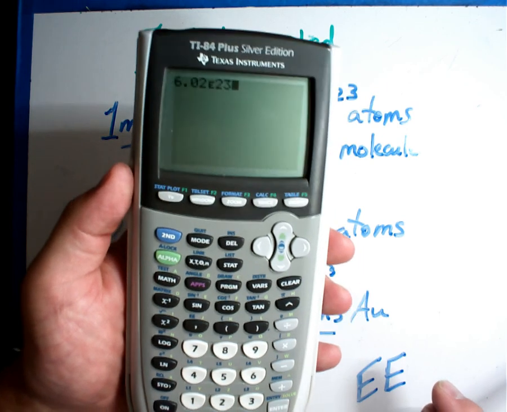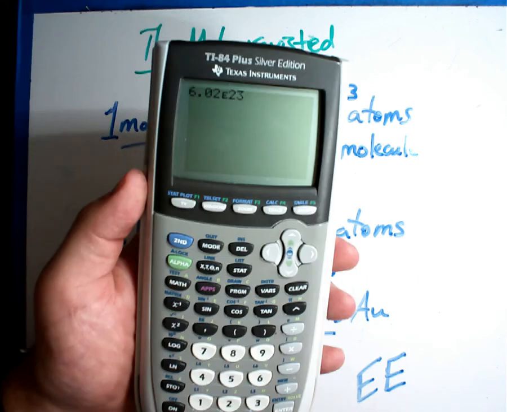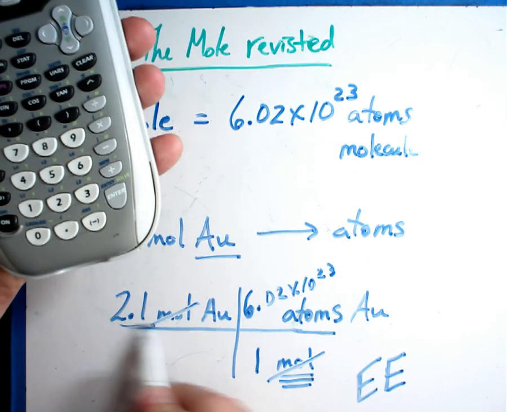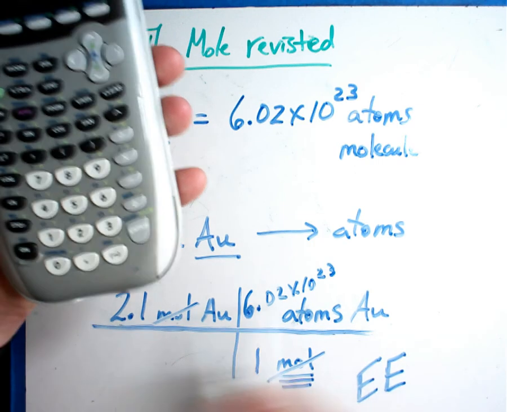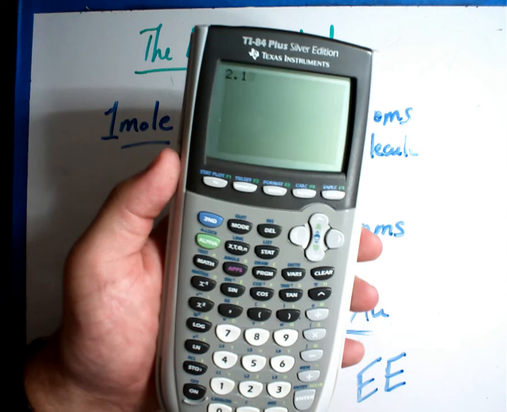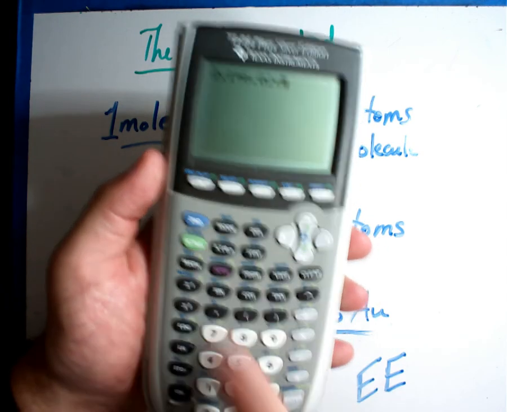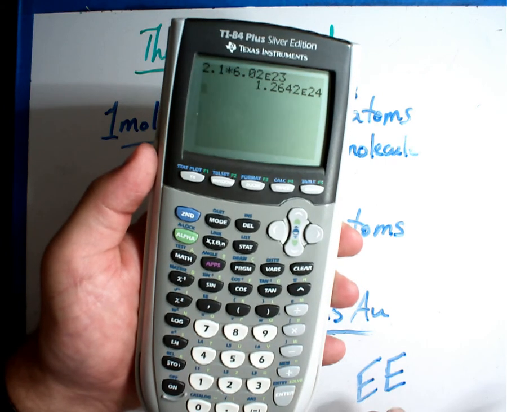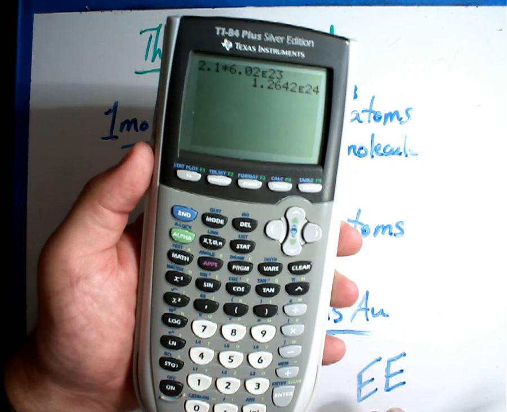So if I want to use this calculator and calculate this question right here, what I'm going to do is clear my calculator. It's 2.1 on the top. This is a big division line. Remember, this is a division line. So top times top, so it's 2.1 times 6.02 EE23 equals, and my calculator says 1.2642 times 10 to the 24th.